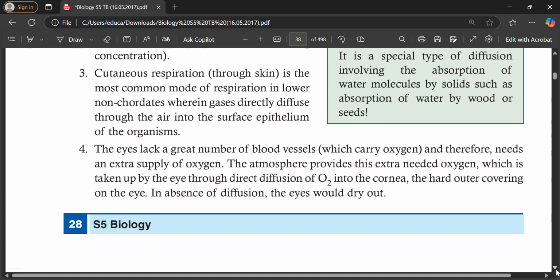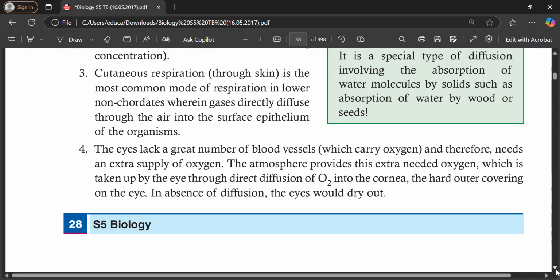Cutaneous respiration through skin is the most common mode of respiration in lower non-chordates, wherein gases directly diffuse through the surface epithelium of the organisms. Ni ukuvuga ngo hari animals zihumekera mu ruhu. Kugira ngo zihumekere mu ruhu, umwuka usohokera mu ruhu by diffusion.